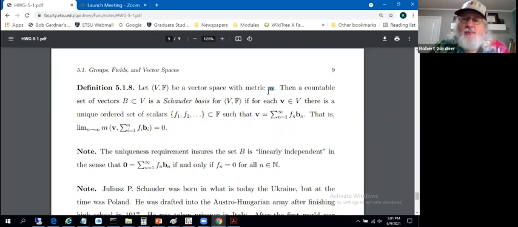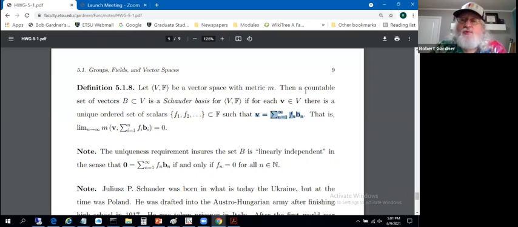What role does the metric play? In making sense out of the infinite sum of the series. So what this means is, if we take a limit as n approaches infinity of the distance, the metric M, the distance from vector v to a partial sum, we get 0 out. You can make the partial sum as close as you want to vector v by making n sufficiently large. That's exactly what it means to have this series equal that vector v.